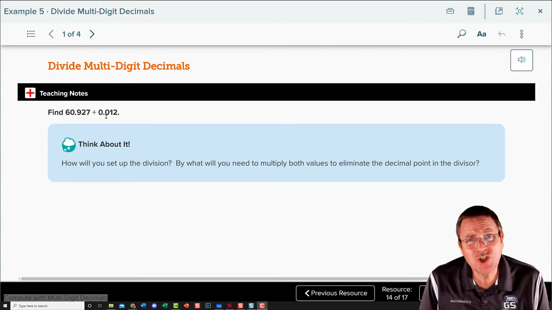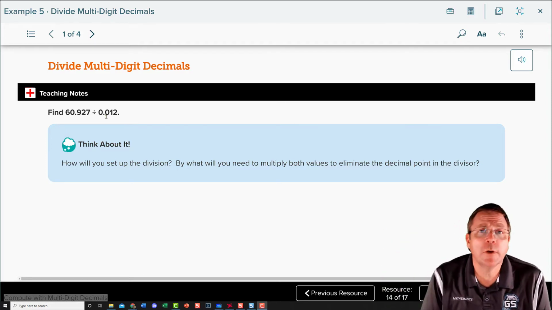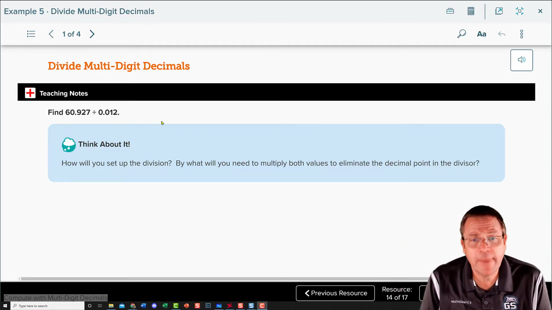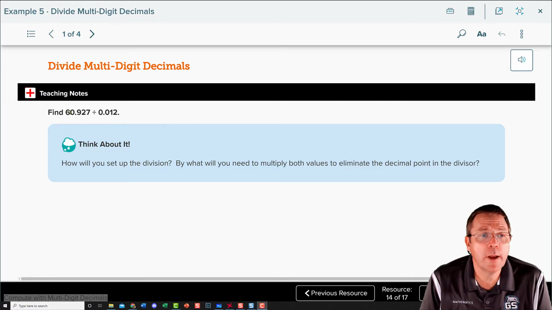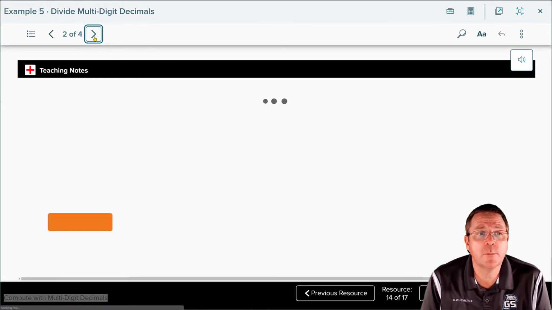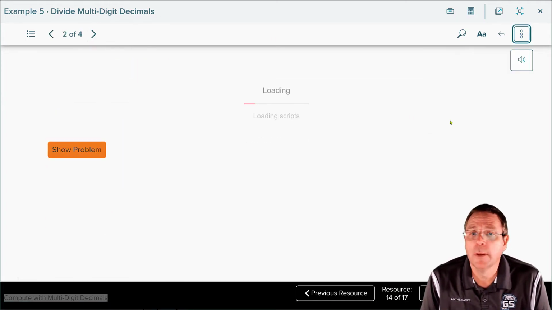Now, we don't really show that. We just go whoop and bounce the decimal 3 spaces, but that's essentially what you're doing: you're multiplying both numbers by 1,000 to move it 3 places to the right.